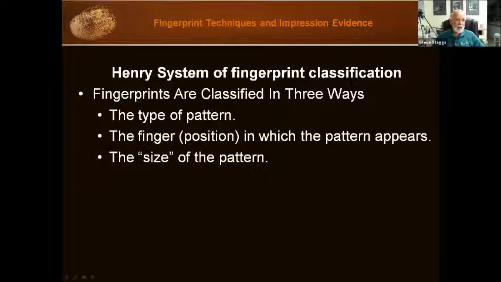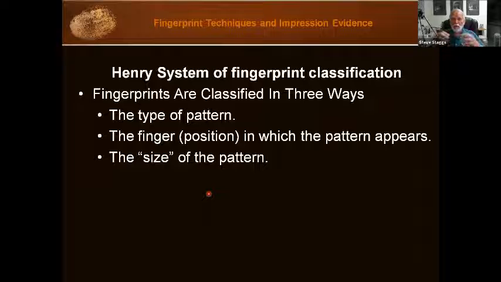So in the Henry classification of fingerprints, we classify with 3 things: the type of pattern, whether it's arch, loop, or whorl; the finger in which the pattern appears, which is the position on the card; and the size of the pattern. This is the technical size and not the physical size.